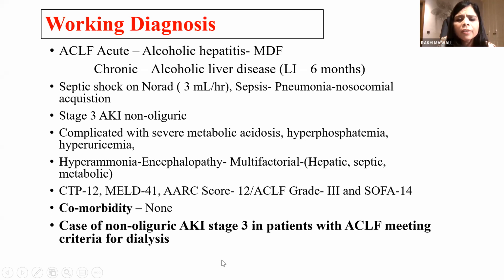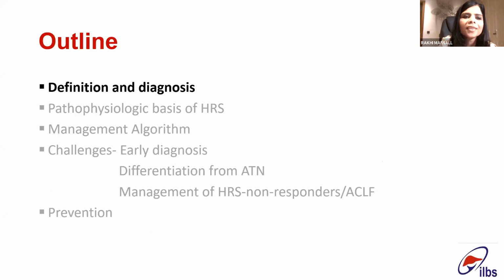And we will discuss in this particular patient the case of an AKI stage 3 in a patient who has acute and chronic liver failure, possibly an infection and inflammation driven AKI, which is non-oliguric, not looking like ATN, but we'll see how we diagnose and manage this case.